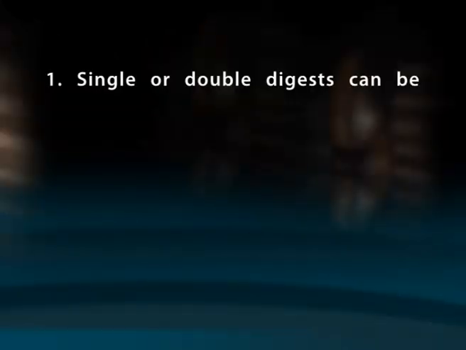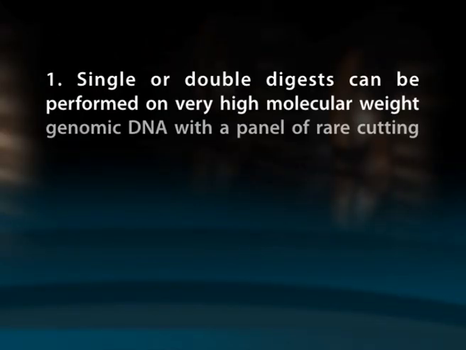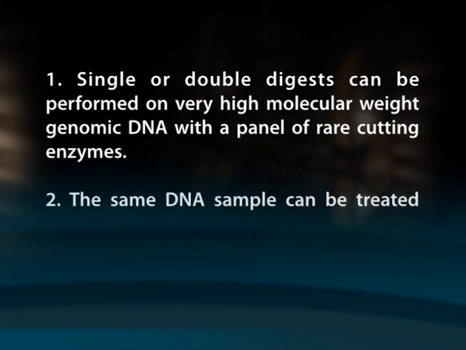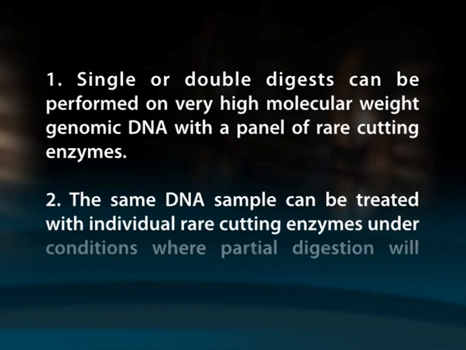Long range restriction maps are best generated by a combination of two approaches. First, single or double digests can be performed on very high molecular weight genomic DNA with a panel of rare cutting enzymes. Second, the same DNA sample can be treated with individual rare cutting enzymes under conditions where partial digestion will occur.